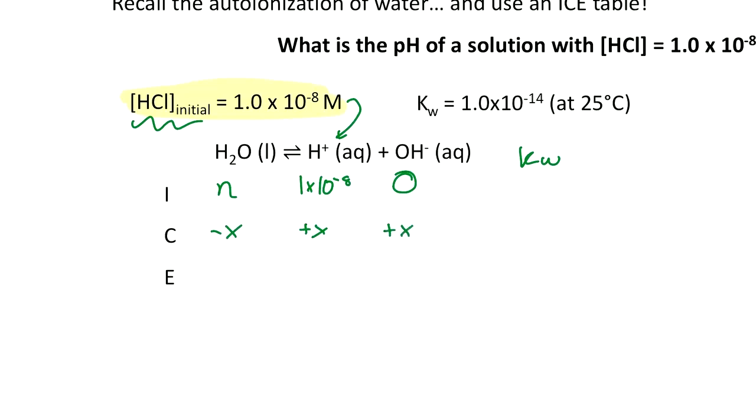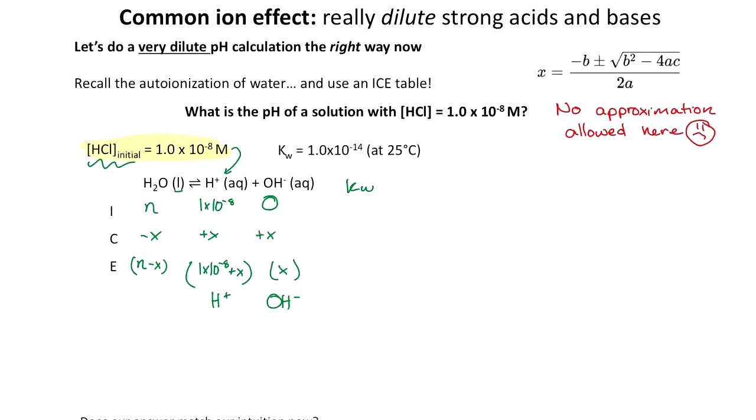Cool. So at equilibrium, we have n minus x of water, but do we care about that? No, because it's a liquid. We have 1 times 10 to the negative 8 plus x amount of H+, and then we have x amount of hydroxide. Like all ICE tables, what do we do next? Put it into Kw. So we get Kw is 1 times 10 to the negative 8 plus x, times x, equals 1 times 10 to the negative 14. This requires the full-blown quadratic. We cannot make any approximations, unfortunately.